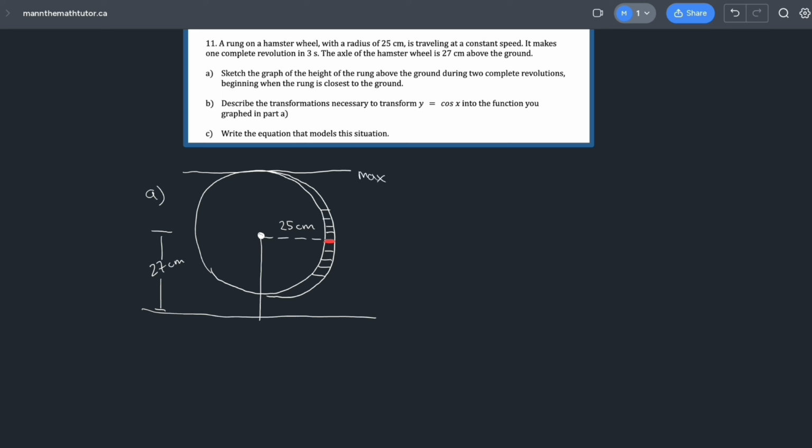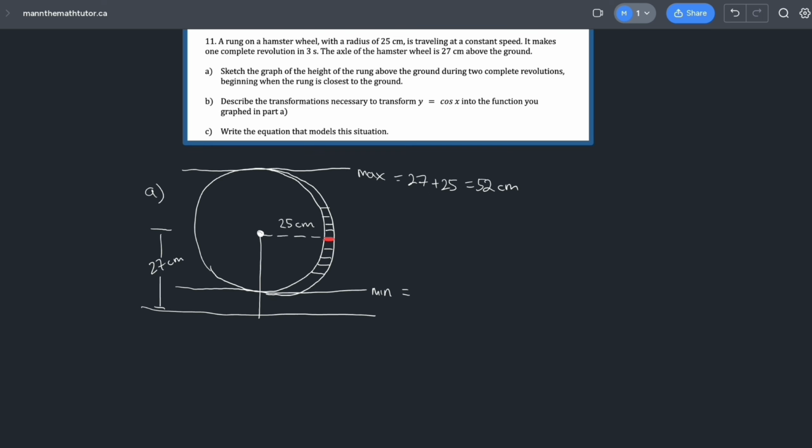What is the max height here? Let's take a look. We have 27 centimeters, and we know that this here is the radius, which is 25 centimeters. So we know that the max height is really just 27 plus 25, which is 52 centimeters above the ground. All right, what about the minimum height right down here?